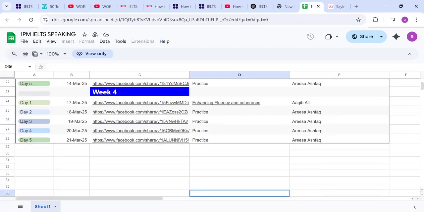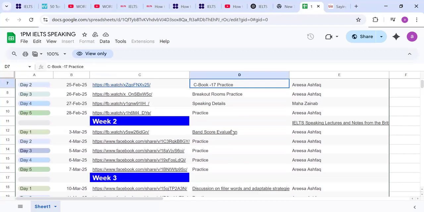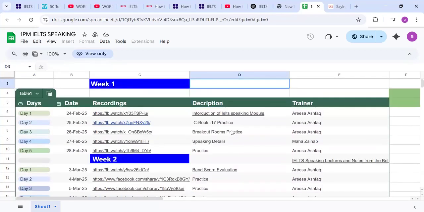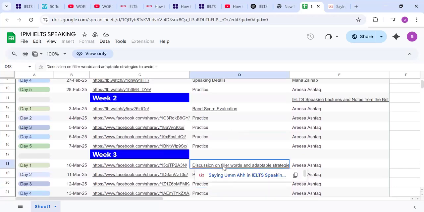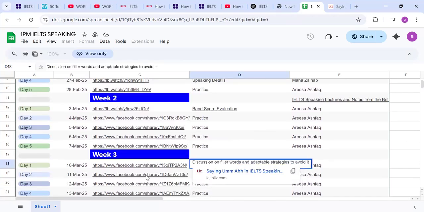One link is missing, which is strategies to adopt. I will try to share these resources in this sheet and update it, and you will get all the resources which are mentioned here. All of them are mentioned, but some links are missing. One link is missing here, so I will try to add it.